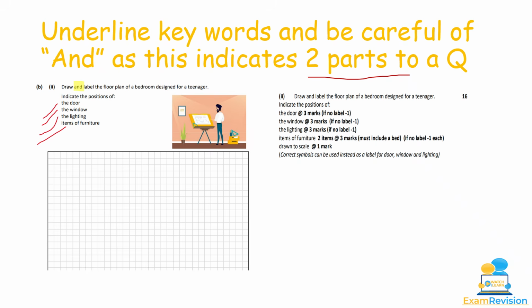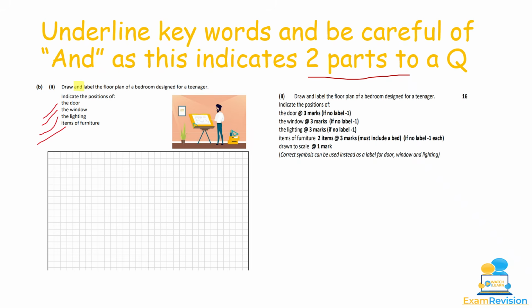If we look at the marking scheme, they're specifically looking for you to indicate the positions of the door, the window, the lighting, 2 items of furniture, and draw to scale, okay? So you're going to have to draw it and label these things, okay?